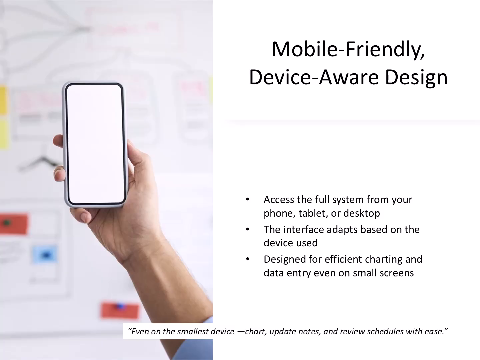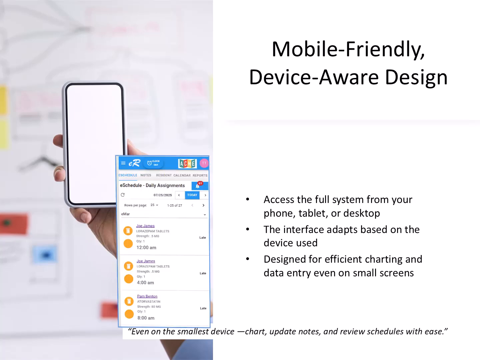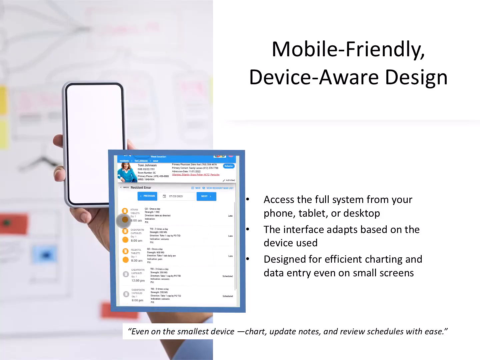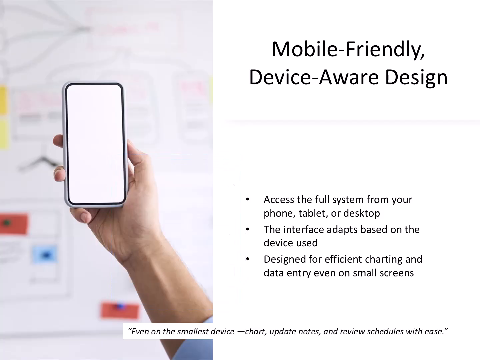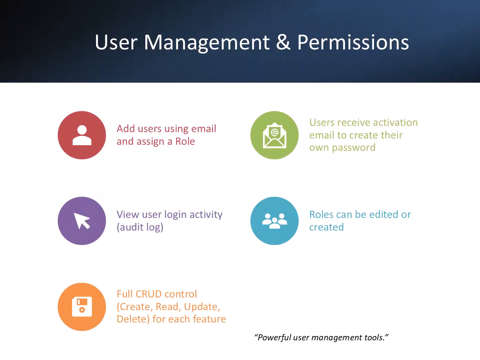One of the most important upgrades in version 2.0 is that the system is now fully mobile-friendly. Whether you are using a phone, tablet, or desktop, eResidentCare detects your device and adapts the screen layout automatically. Even on the smallest device, like a smartphone, you can chart, update notes, and review schedules with ease.